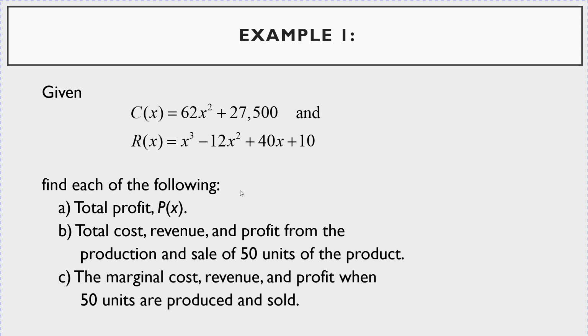Let's find each of the following. Let's find the total profit, P of x. What is profit? Profit is revenue minus cost. Then let's find the total cost, total revenue, and total profit from the production and sale of 50 units. And then let's find the marginal cost, marginal revenue, and marginal profit when 50 units are produced. I'll explain the context of the marginal cost, marginal revenue, and marginal profit in that case so you can understand exactly what's going on. Okay, let's start with the total profit.